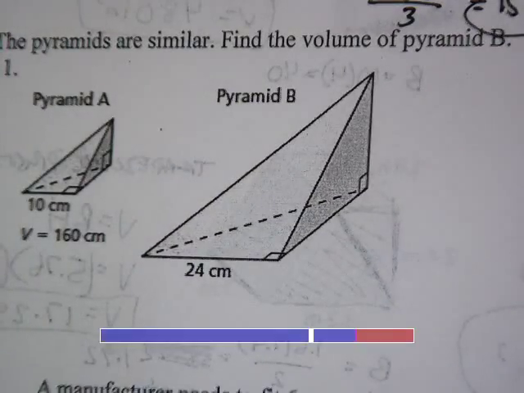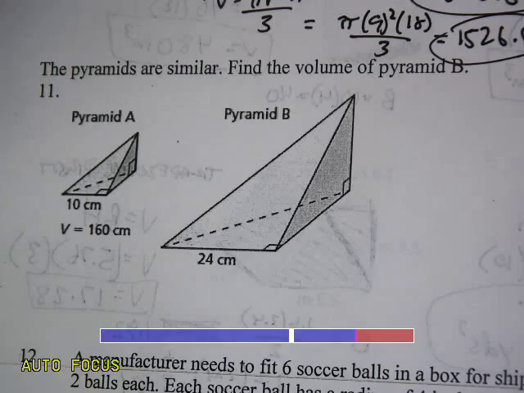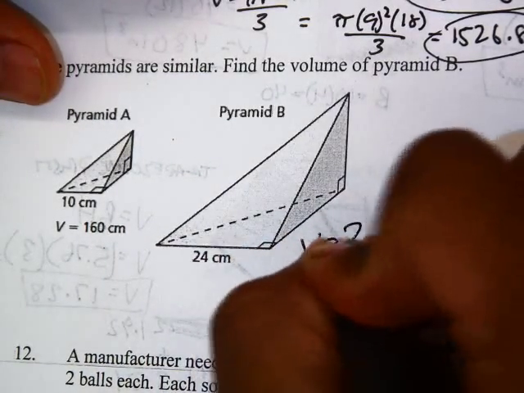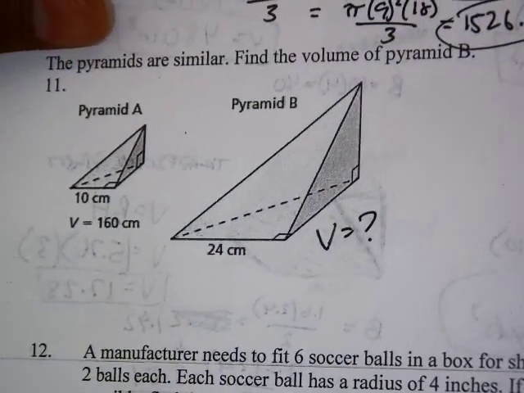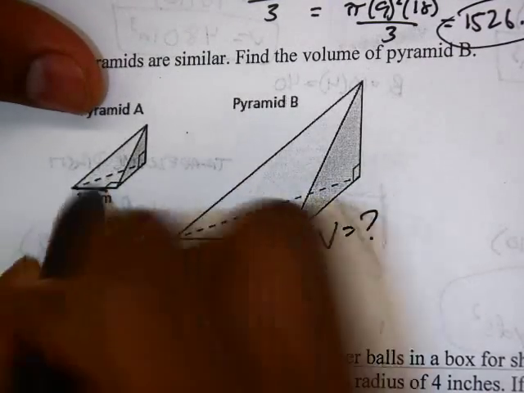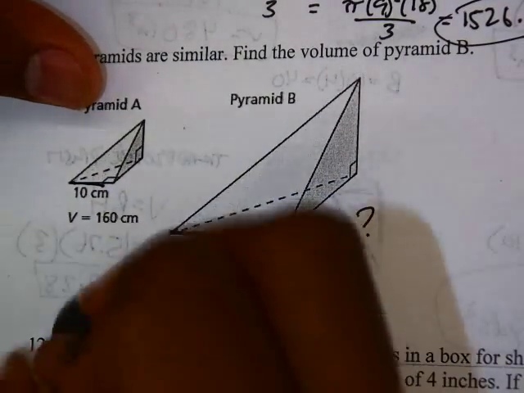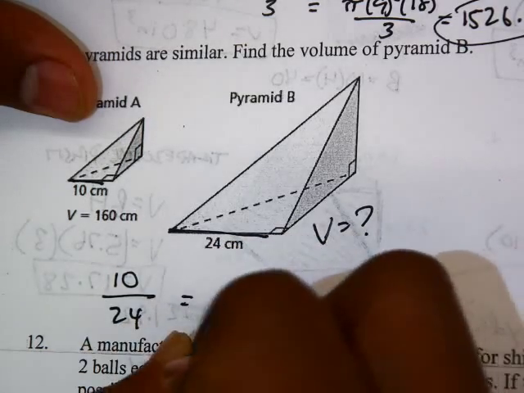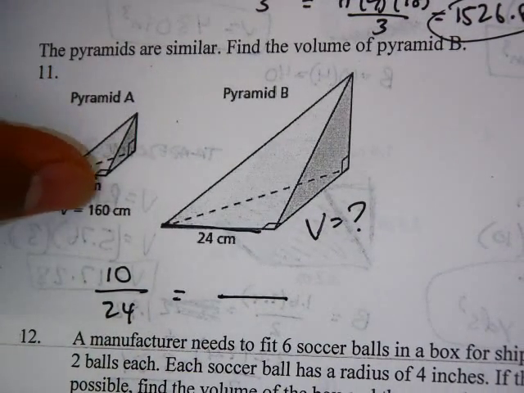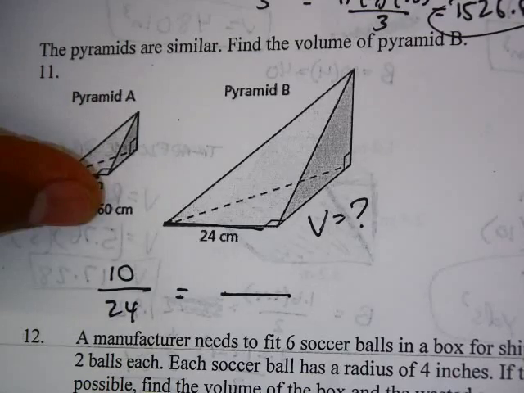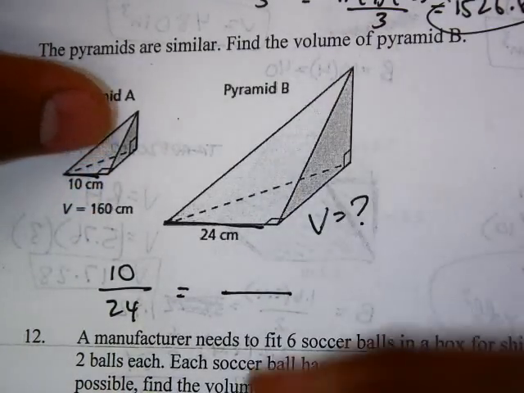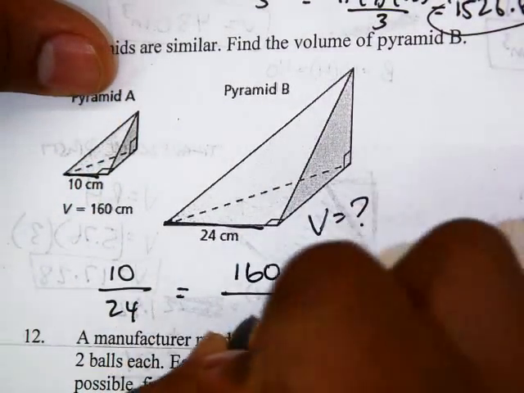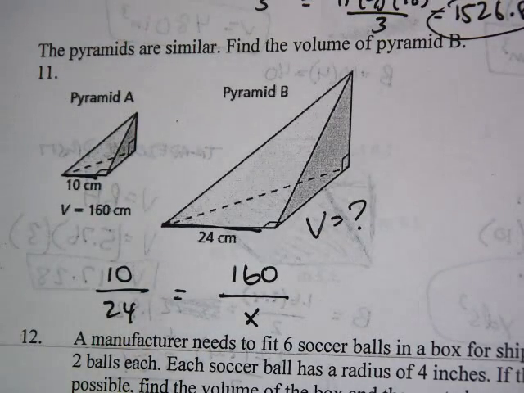So number 11, these shapes are similar. I need to use that to find the volume of B. Well, I know this is 10 and this is 24. So let's compare 10 over 24. And we're going to make a comparison using volumes. This volume is 160. This volume we don't know. So the 160 should go with the 10, and x goes with what we don't know. So just be careful about this.